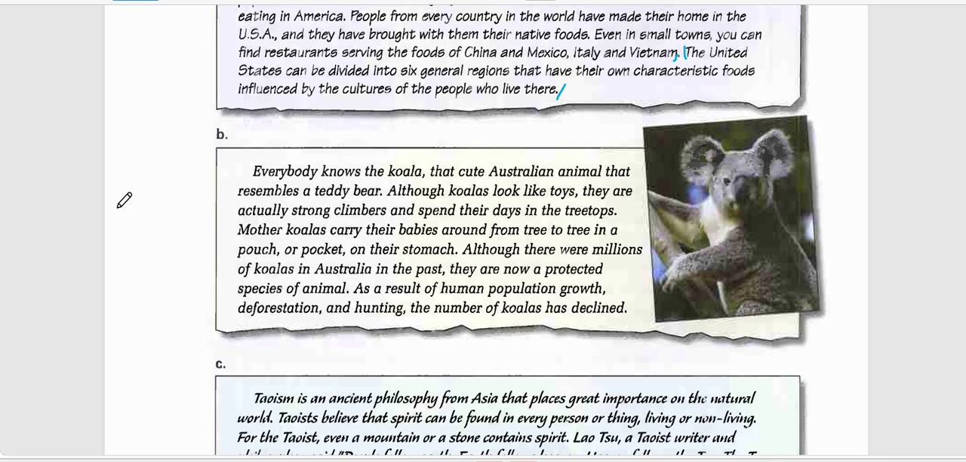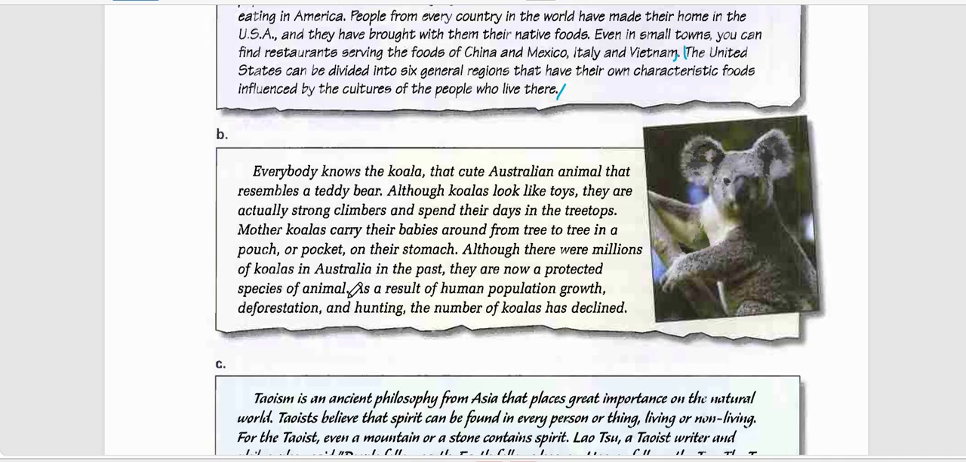The other introductory part: everybody knows that the koala is a cute Australian animal that resembles a teddy bear. Although koalas look like toys, they are actually strong climbers and spend their days in the treetops. Mother koalas carry their babies around from tree to tree in a pocket on their stomach. Although there were millions of koalas in Australia in the past, they are now a protected species. As a result of human population growth, deforestation, and hunting, the number of koalas has declined.